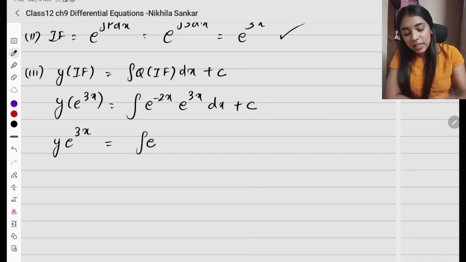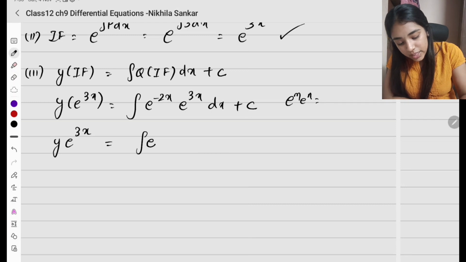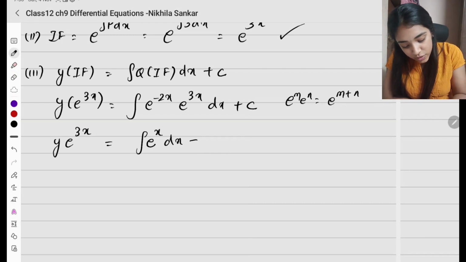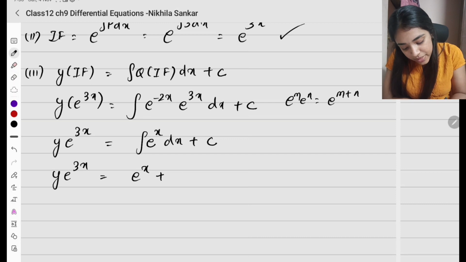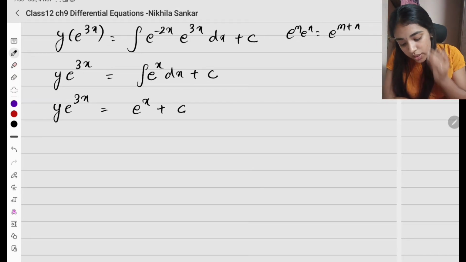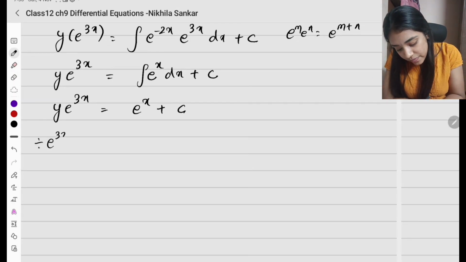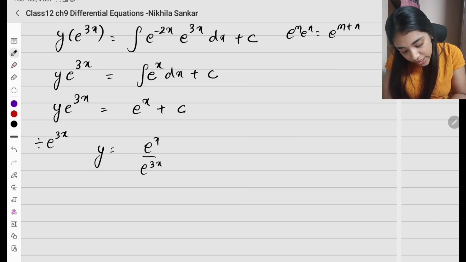e to the power m into e to the power n gives you e to the power m plus n. So இதை simplify பண்ணா e to the x dx னு வந்துரும், plus c. Now y e to the 3x equals, இதை integrate பண்ணா I'll have e to the x plus c. Simple. Now dividing the whole equation by e to the 3x, I have y equals e to the x divided by e to the 3x plus c divided by e to the 3x.